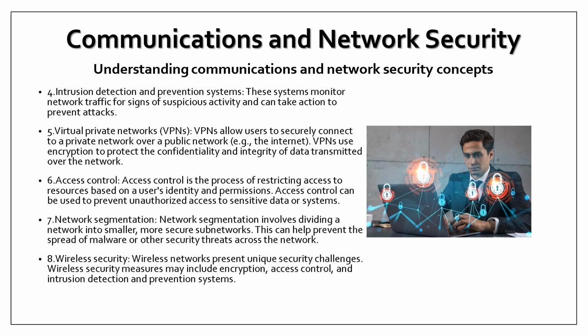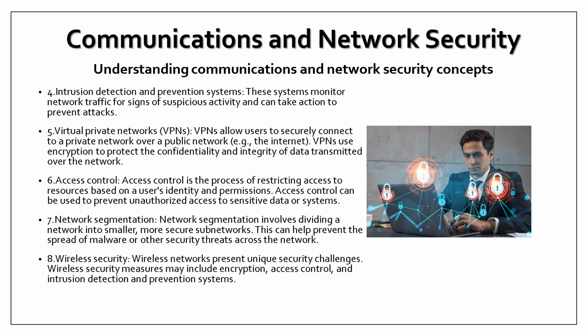5. Virtual private networks, VPNs. VPNs allow users to securely connect to a private network over a public network, e.g., the Internet. VPNs use encryption to protect the confidentiality and integrity of data transmitted over the network. 6. Access control. Access control is the process of restricting access to resources based on a user's identity and permissions. Access control can be used to prevent unauthorized access to sensitive data or systems.